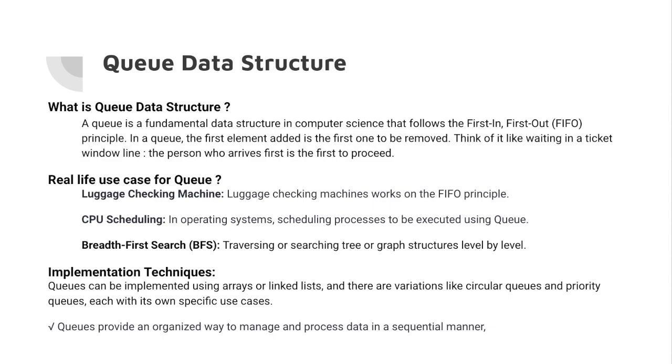Next are the implementation techniques. A queue can be implemented using an array or using a linked list, and in this video we are going to discuss queue using arrays. There are also variations like circular queue and priority queue, each with its own specific use case. In this video we are going to discuss only the simple queue. In summary, a queue provides an organized way to manage and process data in a sequential manner.